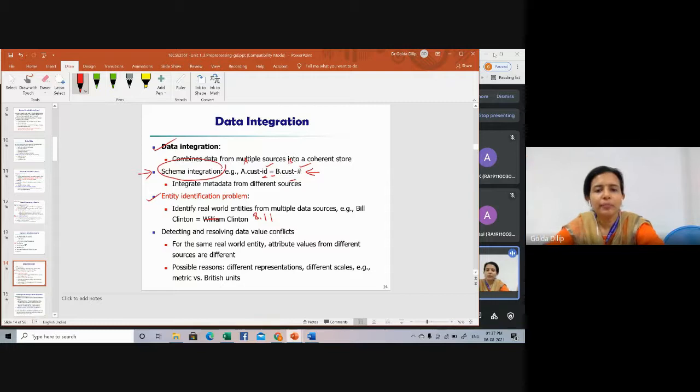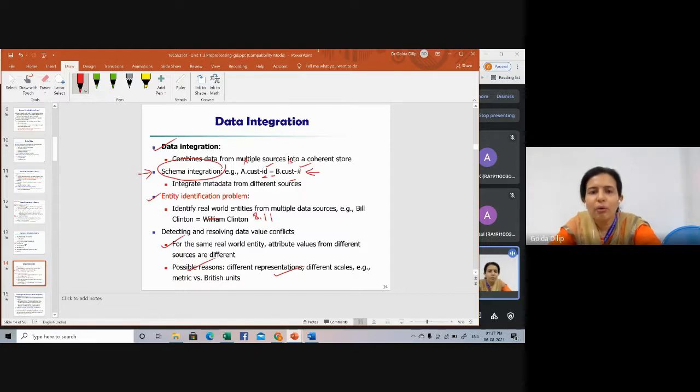Okay, so then detecting and resolving the data value conflicts. For the same real world entity, attribute values from different sources are different. So that can also be another issue. Then different representations, different scales. So this is another issue which has to be taken care of.